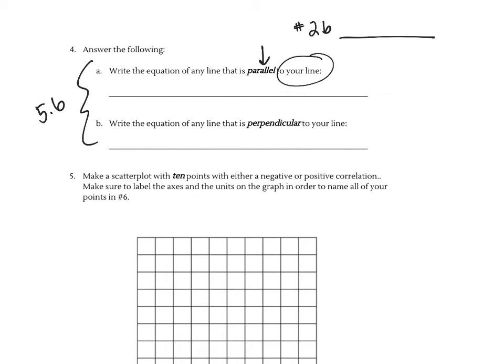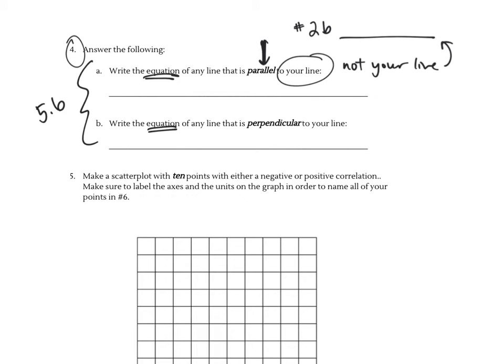So if you're confused, you need to write an equation. I want to see an equation here. And it's any line that's parallel to your line, not your line. Don't just rewrite the same line that you wrote here, okay? They're not parallel, they're the same line. So make sure you're writing a different line that is parallel to your line. So look over 5.6 if you need help with number 4.